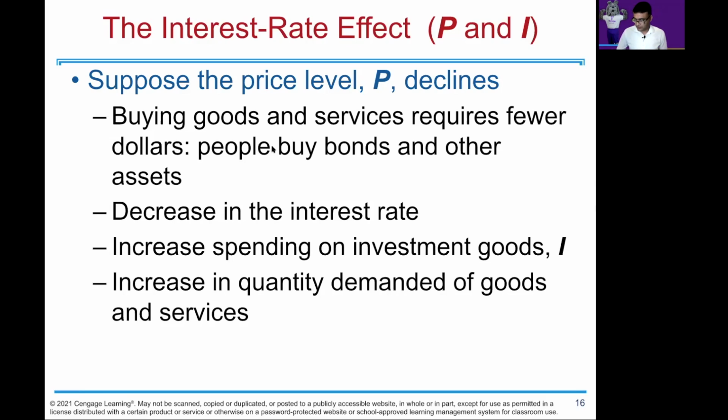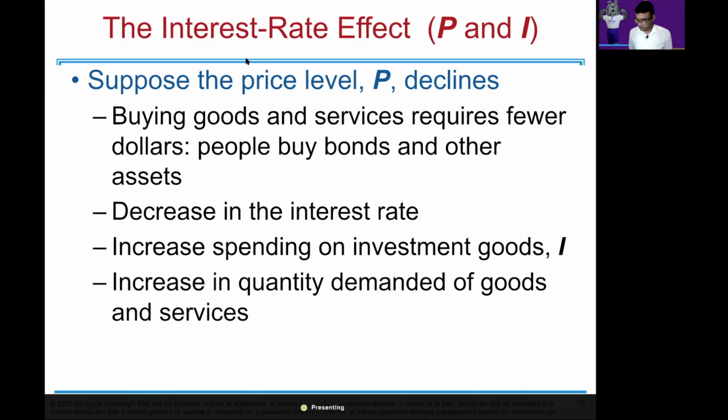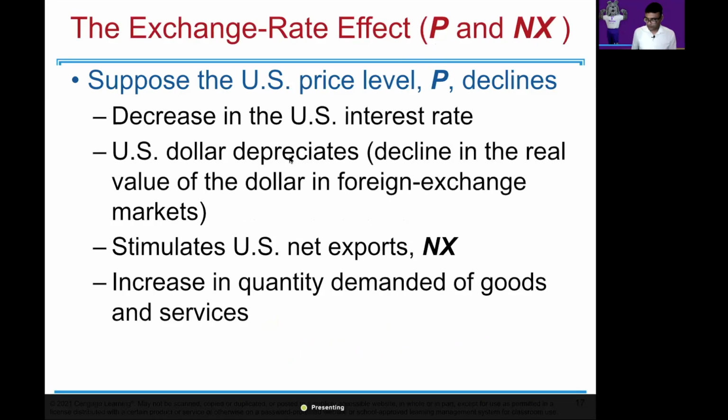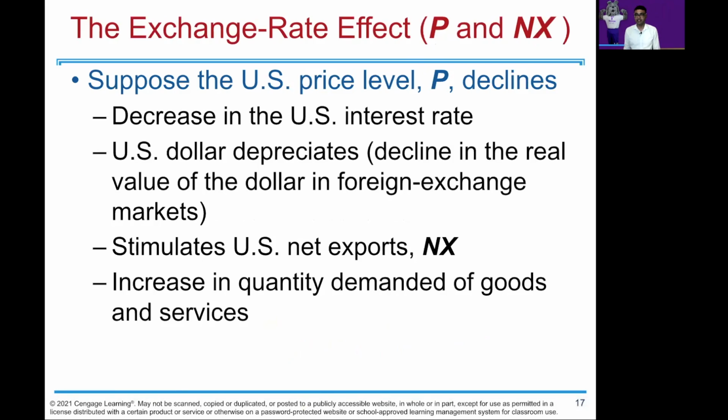Again, the same equation: Y equals C plus I plus G, which is fixed, we are assuming, plus NX. So it will increase I, and ultimately it will increase Y. Okay, the next one is the exchange rate effect, which is the association between P and net exports.